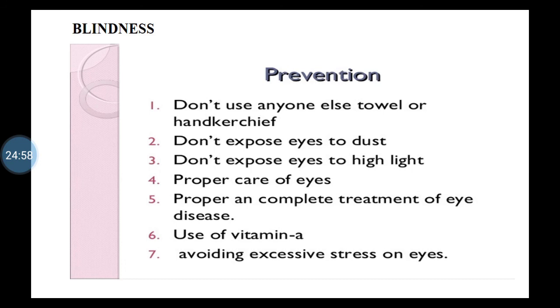Then occasional doses of vitamin A must be given to children or persons who are suffering from blindness. Avoiding excessive stress on the eyes is also very important. Health education and personal hygiene regarding eye care should be given to the public. Then there must be special schools for the blind for their proper training, and rehabilitation of blind persons is also very important.